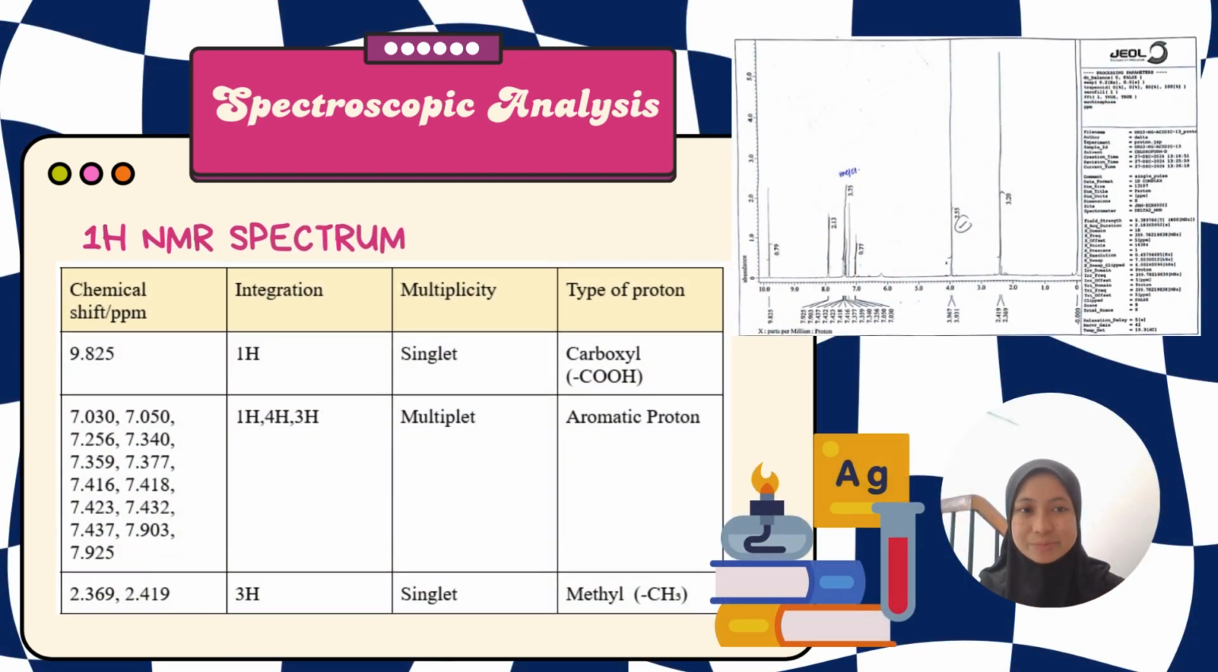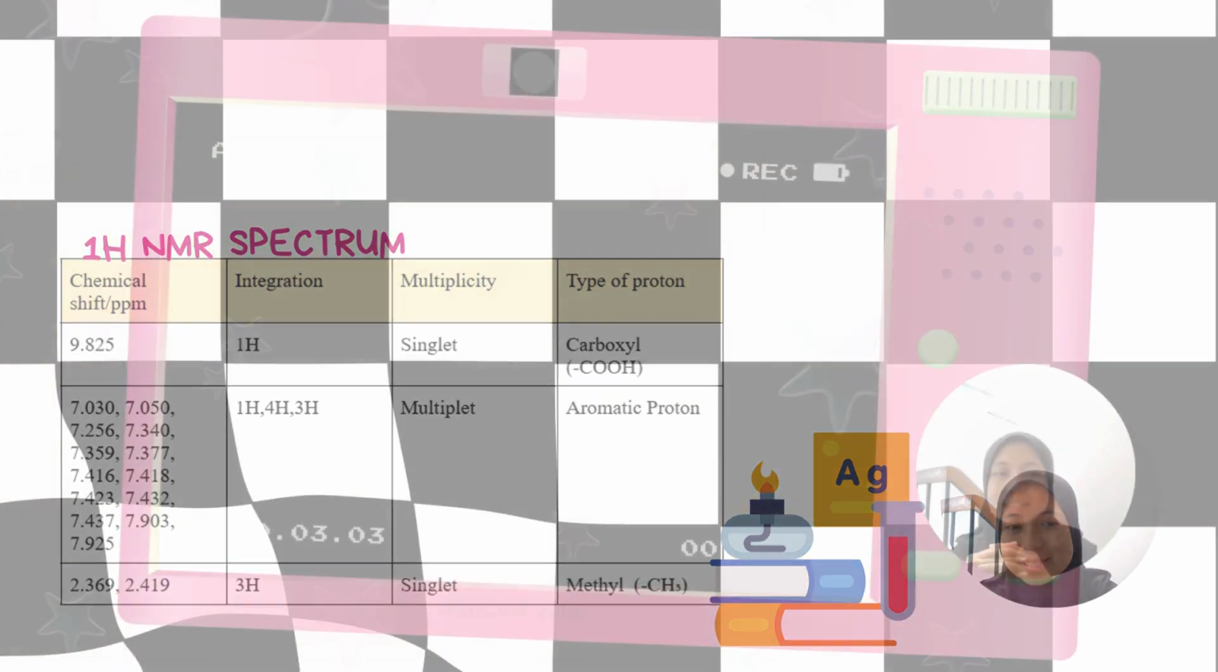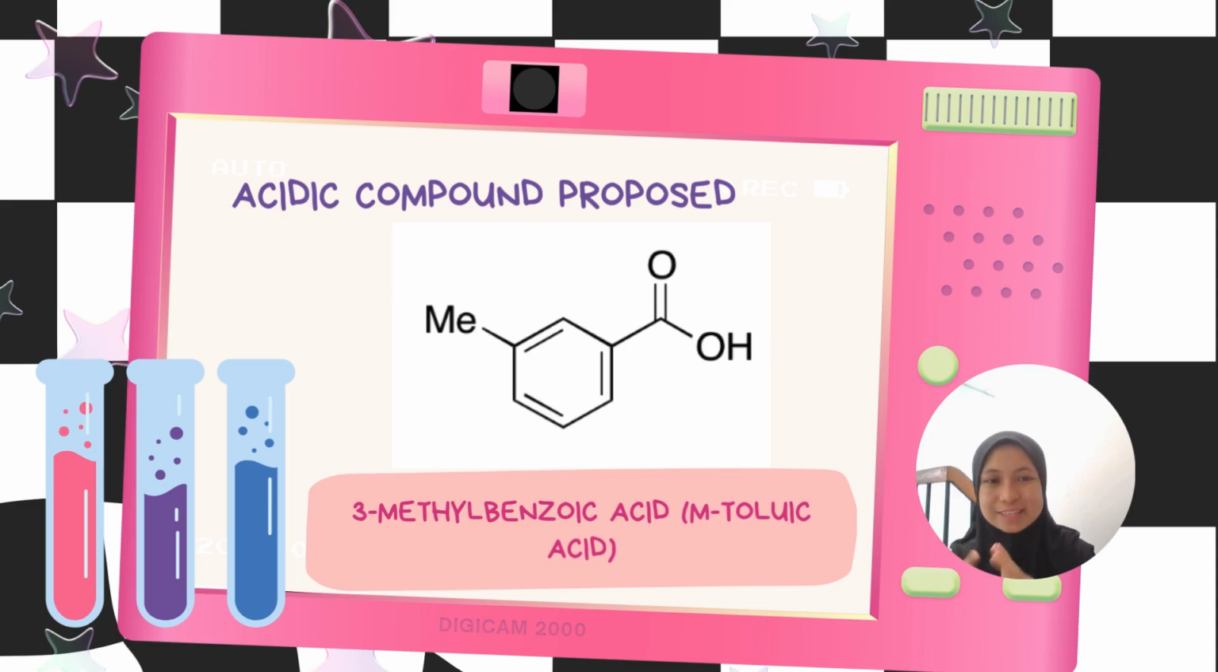The proton NMR spectrum of the acidic compound reveals, first, a broad singlet around 10 to 12 ppm, indicative of the acidic proton in the carboxylic acid group. The second is multiplets between 7 to 8 ppm, corresponding to aromatic protons, and the last is a singlet near 2 to 3 ppm, consistent with a methyl group directly attached to the benzene ring. So from the combined results of the tests and the spectroscopic analysis, we identified the acidic compound as 3-methylbenzoic acid, also known as m-toluic acid.